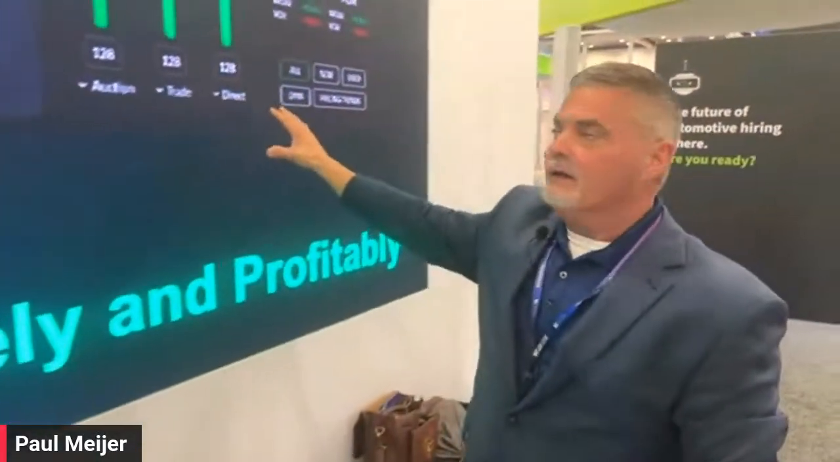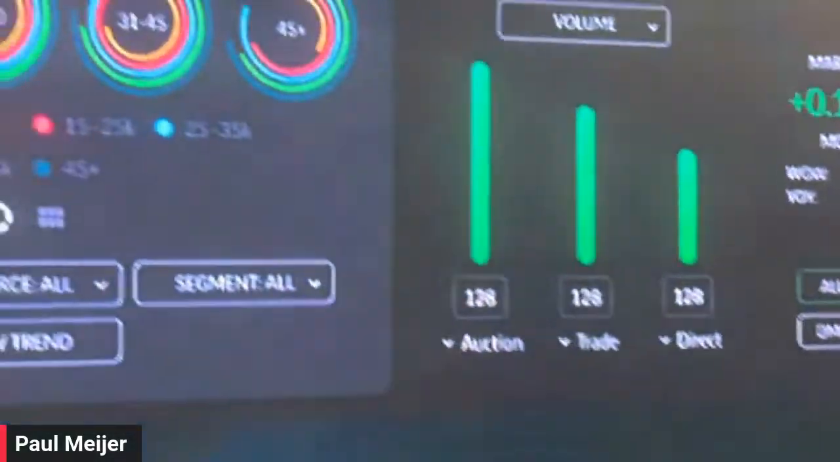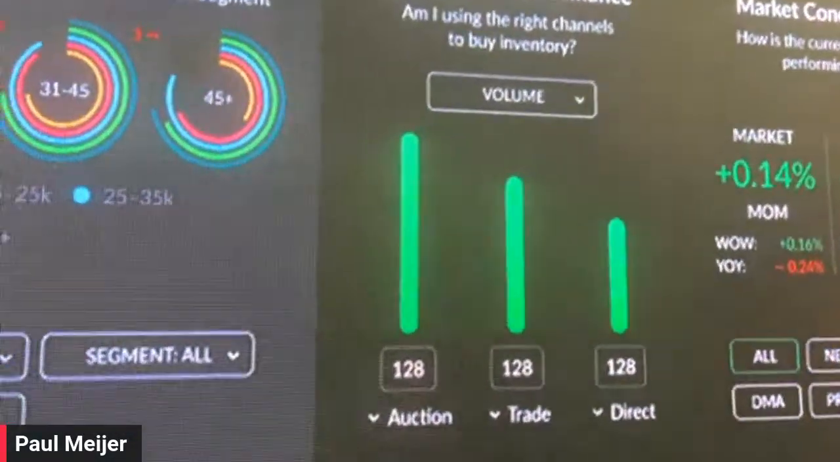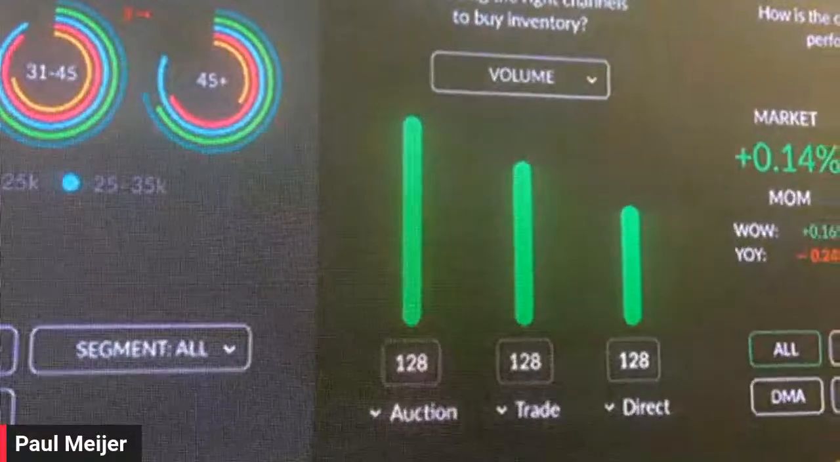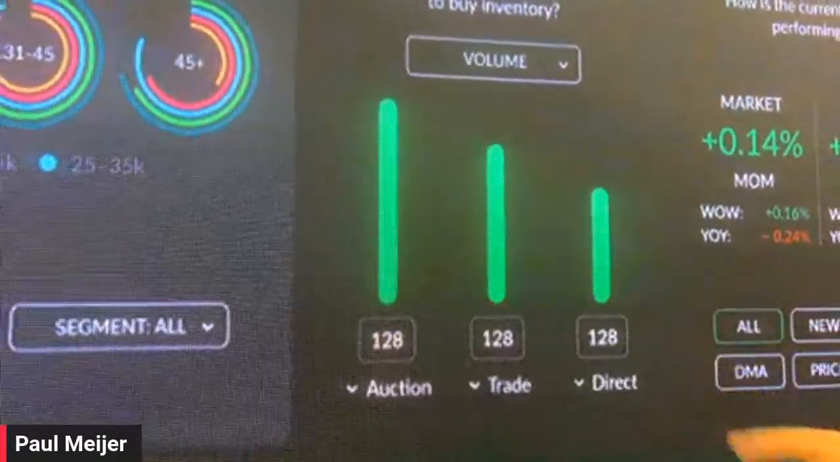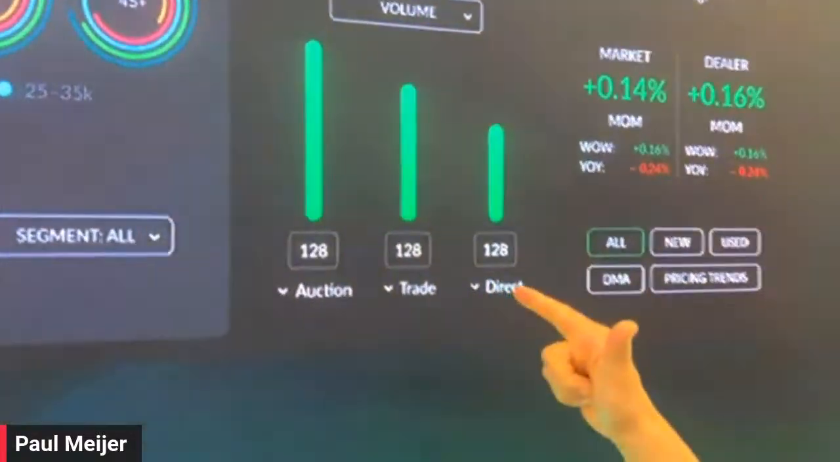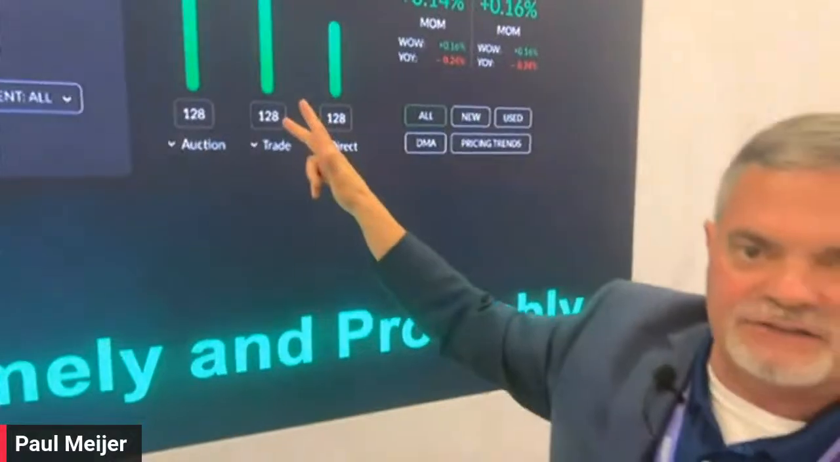And then finally, looking at the acquisition performance by channel, we can look at volume, turn, and then gross profit. Right now it's set on volume, but we want to know: am I maximizing the right channels that have the best turn, the highest gross, right? And am I matching that with the best volume?